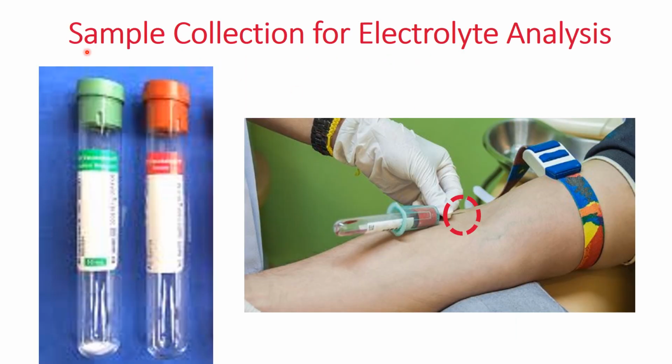Now, how is the sample collection done for electrolyte analysis? As you can see here, this is a heparin vacutainer. So it has heparin anticoagulant in it, and this is the plain vacutainer, which has clot activator. Now, both these vacutainers can be used for electrolyte analysis, and the sample is collected by venipuncture.